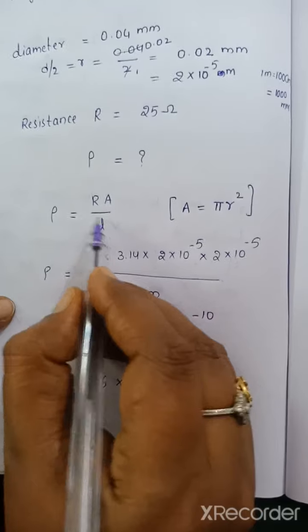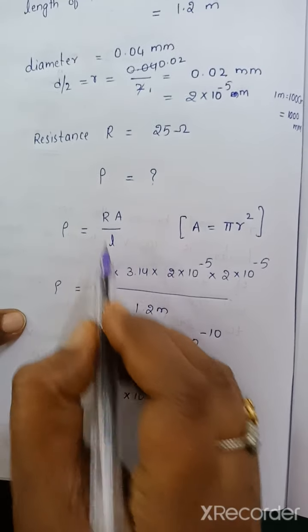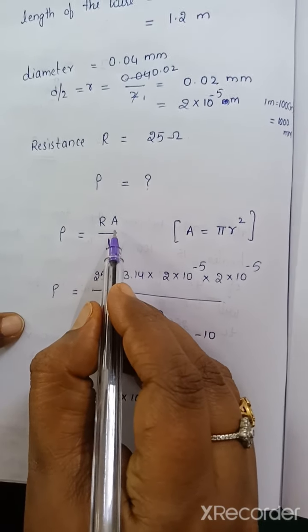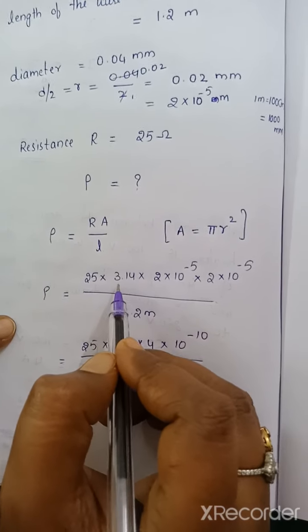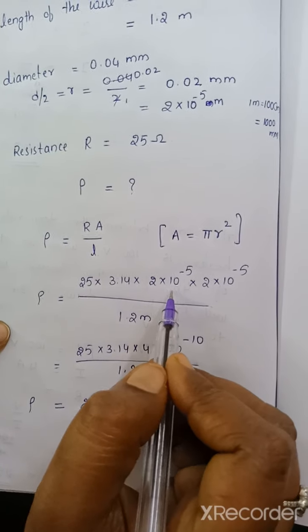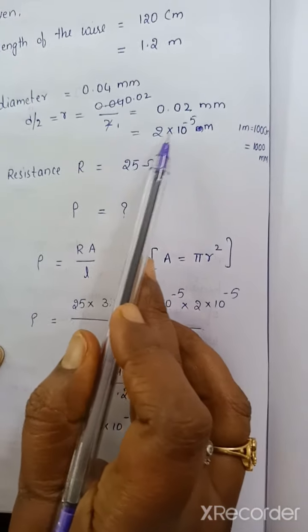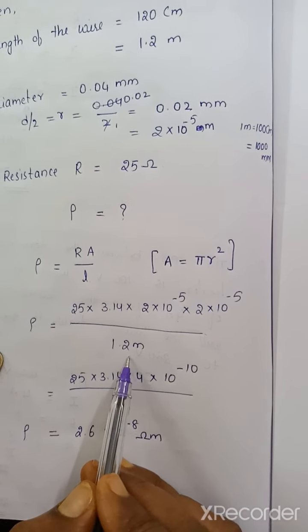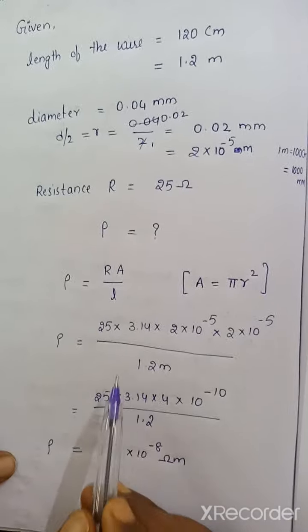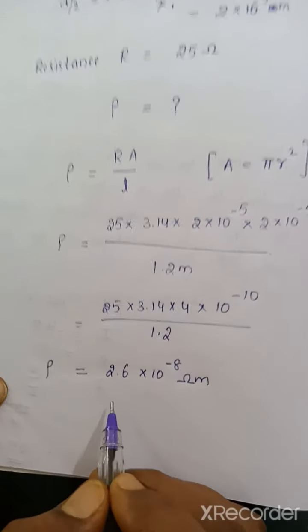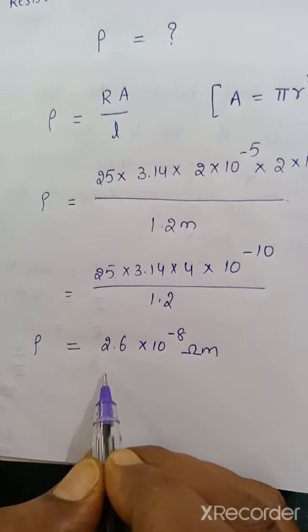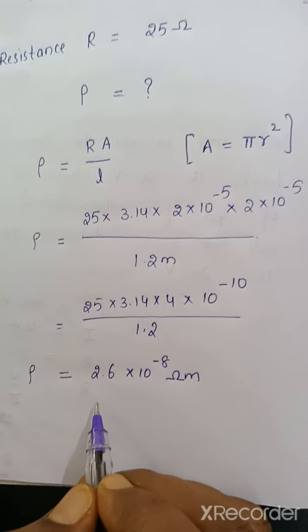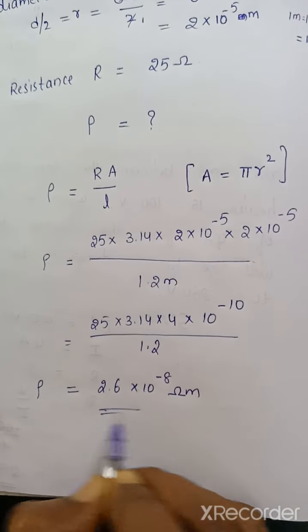Now we have all the values. R value is 25 ohm, A value is pi r square, 3.14 into the R value, that is 2 into 10 power minus 5 meter, by L, which is 1.2 meters. Now simplify to get the specific resistivity, 2.6 into 10 power minus 8 ohm meter.